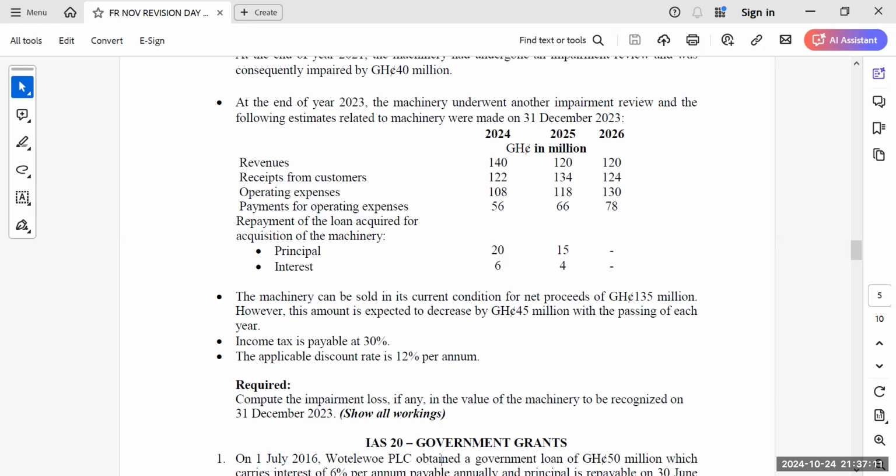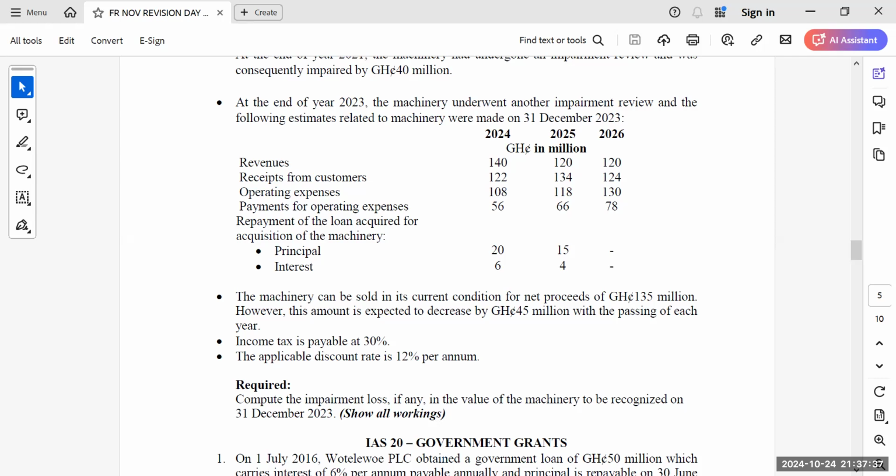These interests are on the loans we spent to acquire the machine. So is the interest not paid on the principal? Yes, it's paid on the principal. So if it is part of the loan, why should the interest not be part of the amount that we are going to be paying? Just, I've explained why the principal and the interest should not be part of the cash flow.